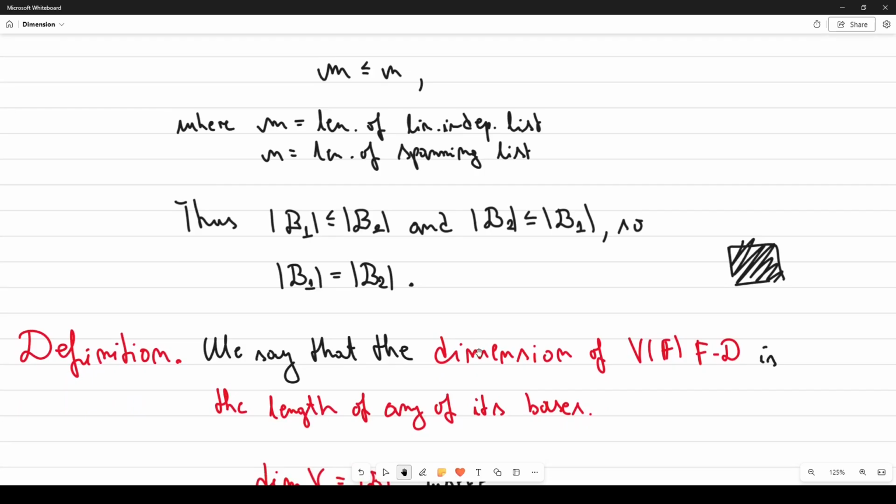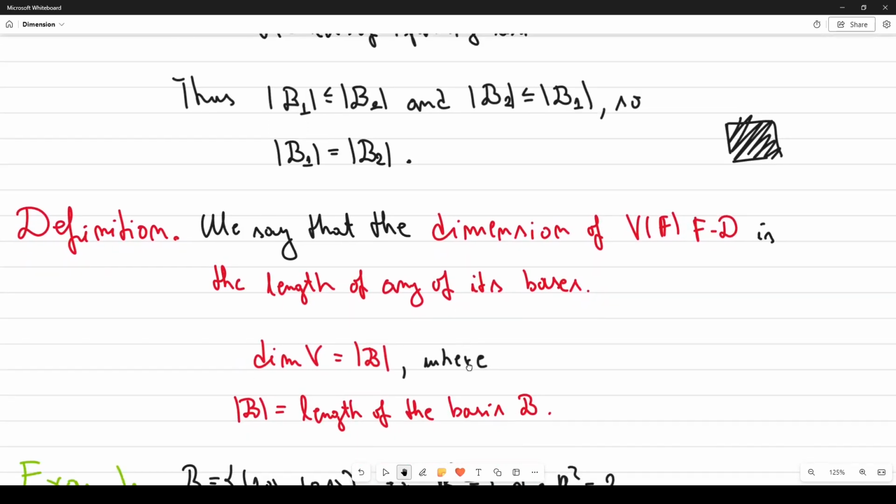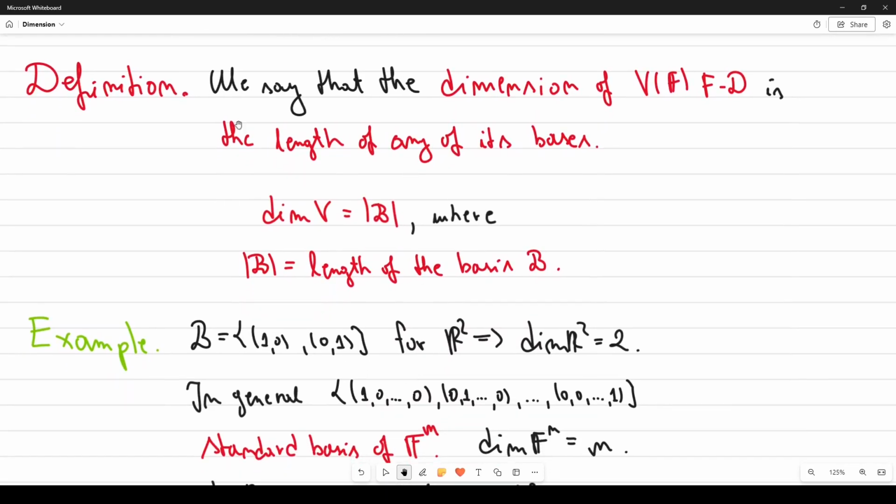And now that we've established that all the bases have the same length, we can introduce the concept of dimension. This definition is valid and makes sense because we say that the dimension of V, a finite dimensional vector space, is the length of any of its bases. So the dimension of V is equal to the length of B, where B is one of its bases.